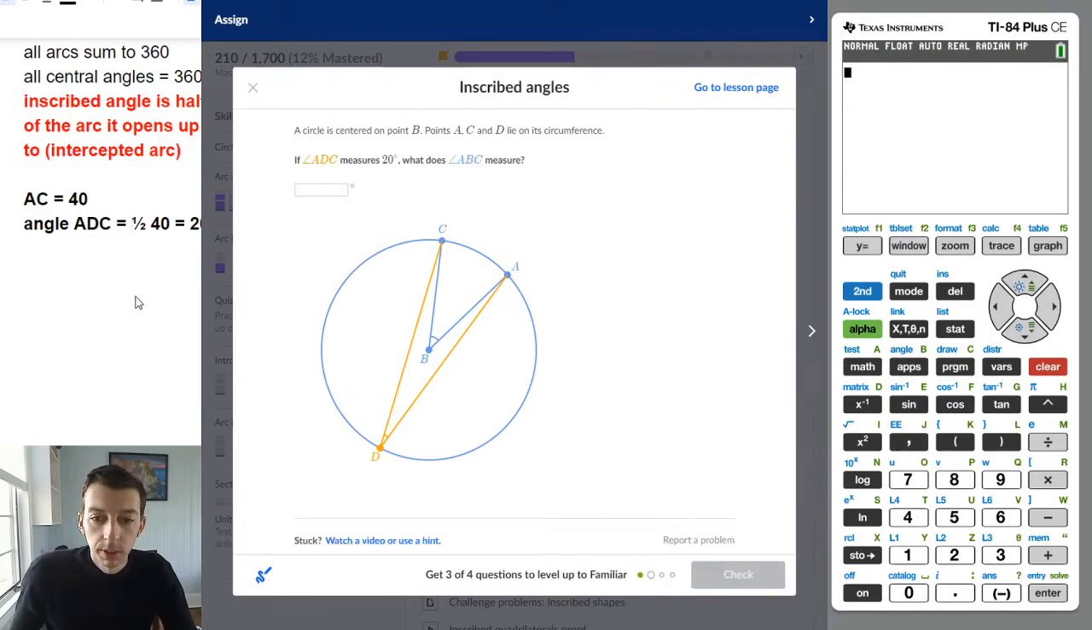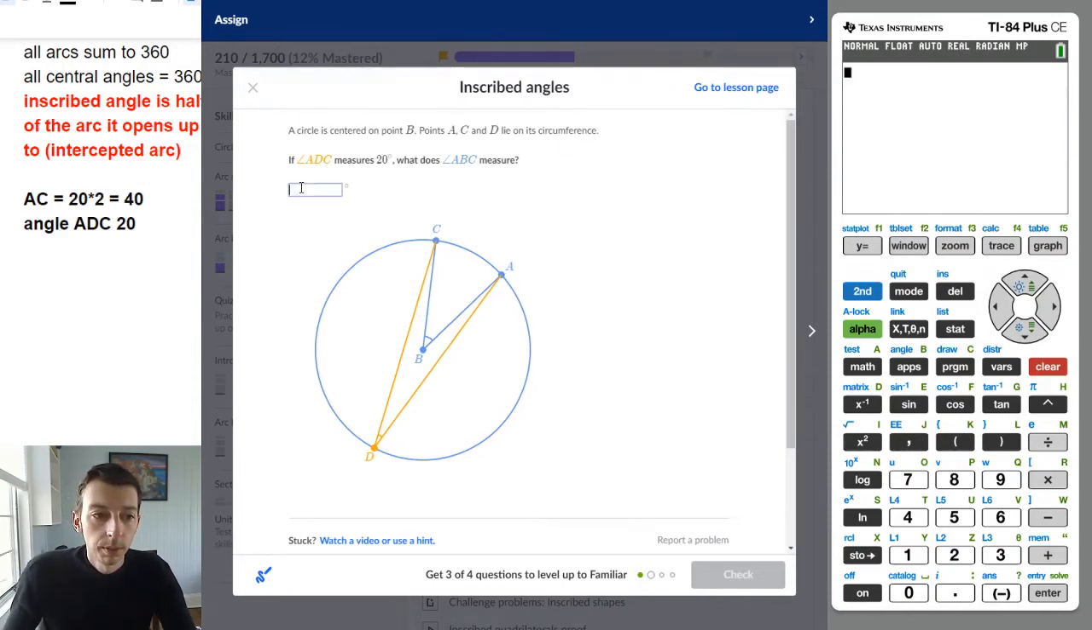So here we've got a very similar picture. It tells us ADC measures 20. So they're giving that to us now, and it's asking you for what AC measures. So this is just going in the opposite direction. If you have this angle down here and it's 20, and you know it opens up to this arc, you multiply by 2. So I should be able to do 20 times 2. And that's equal to 40.